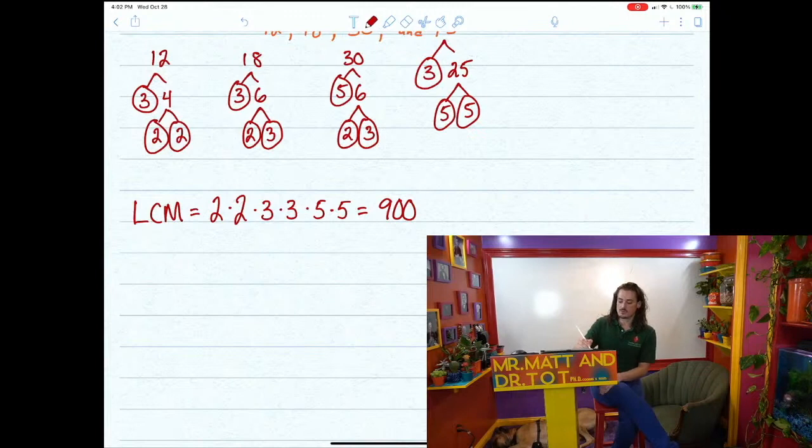Now in order to solve for the GCF, we're going to take each factor the least number of times it occurs in any one factorization. So starting over with 2, 2 occurs twice in 12, once in 18, once in 30, 0 times in 75. So we're going to take 0 2's because 0 is the least number of times 2 is used because it wasn't used at all in 75. So we're going to take no 2's. Now let's move on to 3.